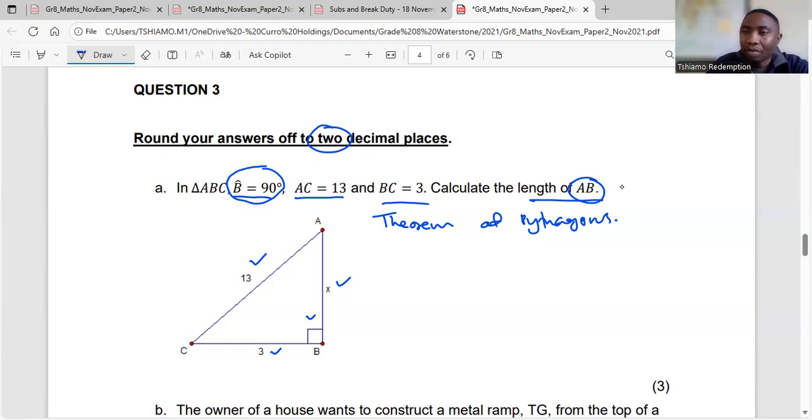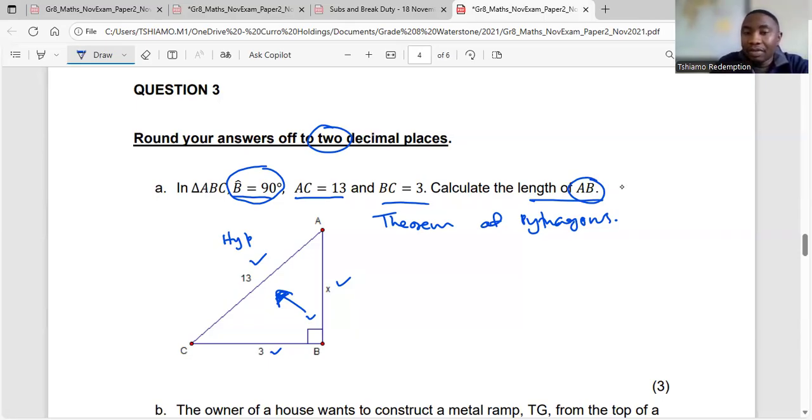Okay, now, how are we going to derive the formula? We always start with, what are we looking for? Are we looking for the hypotenuse, or are we looking for the other side? In this case, the hypotenuse is given. Remember, what is the hypotenuse? The hypotenuse is always opposite the right angle. So the side that is facing the right angle is always called the hypotenuse. And also, it is the longest side of all the sides.